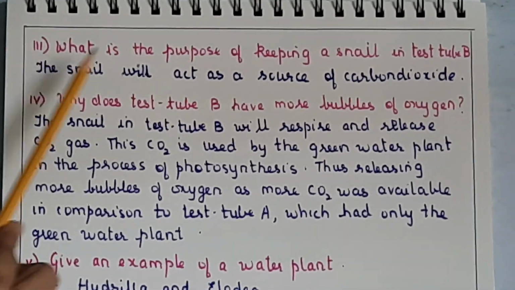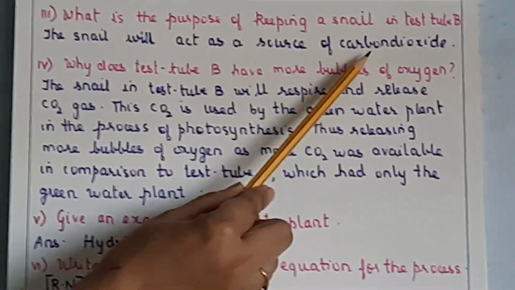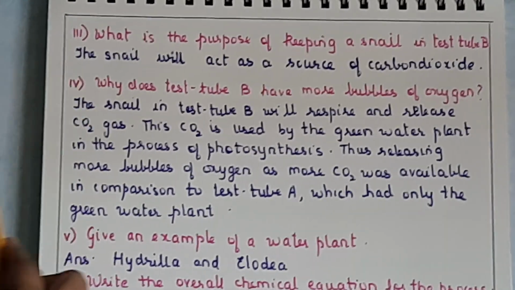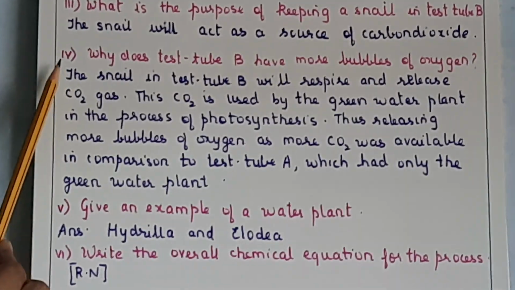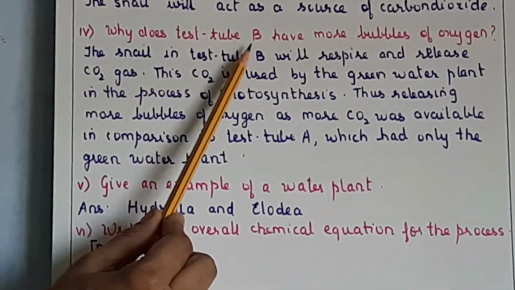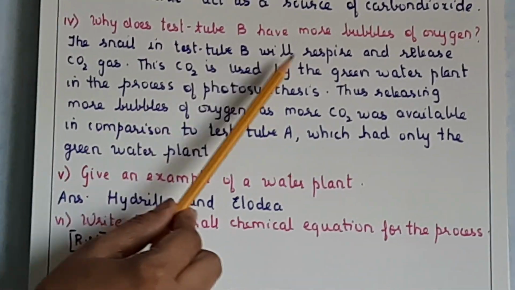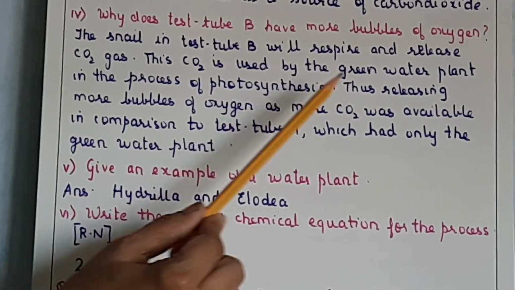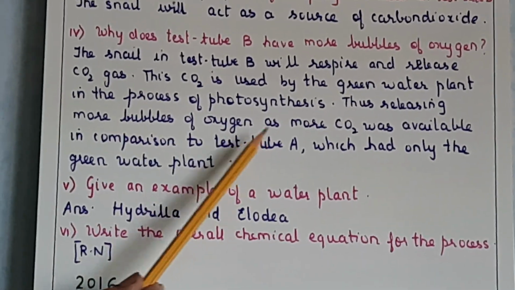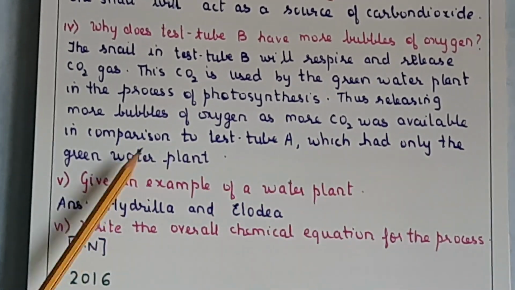The next question is, what is the purpose of keeping a snail in test tube B? The snail will act as a source of carbon dioxide because it will carry out respiration, and the byproduct of respiration is carbon dioxide. Then the fourth question: why does test tube B have more bubbles of oxygen? You will write that the snail in test tube B will respire and release carbon dioxide gas. This carbon dioxide is used by the green water plant in photosynthesis, thus releasing more bubbles of oxygen as more CO2 was available in comparison to test tube A, which had only the green water plant.